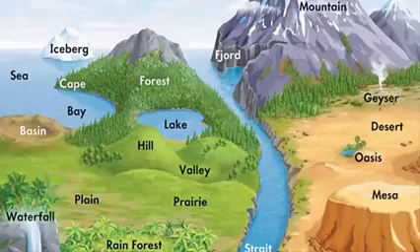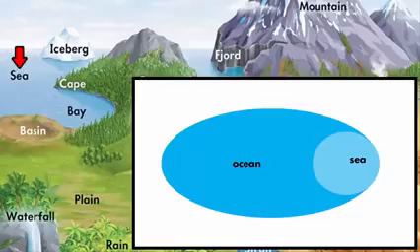And the last one is sea. If you look at the difference between a sea and an ocean, seas are usually smaller and less deep than oceans, whereas an ocean is a vast and continuous body of water. So basically, a sea is smaller than an ocean. Another point to note is that a sea is partly surrounded by land.